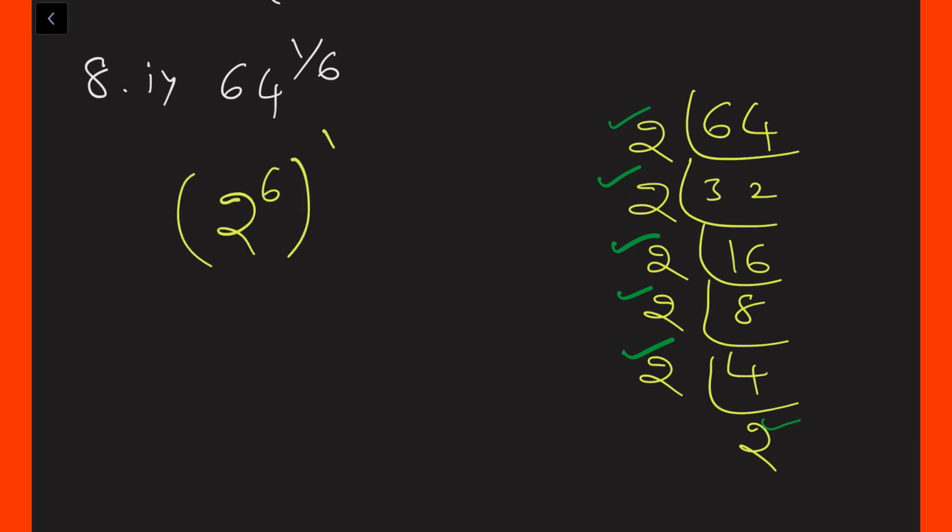Already power 1 by 6 is there, so (2 power 6) whole power 1 by 6. Here both 6s will get cancelled. We remain with 2 power 1. 2 power 1 is nothing but 2.